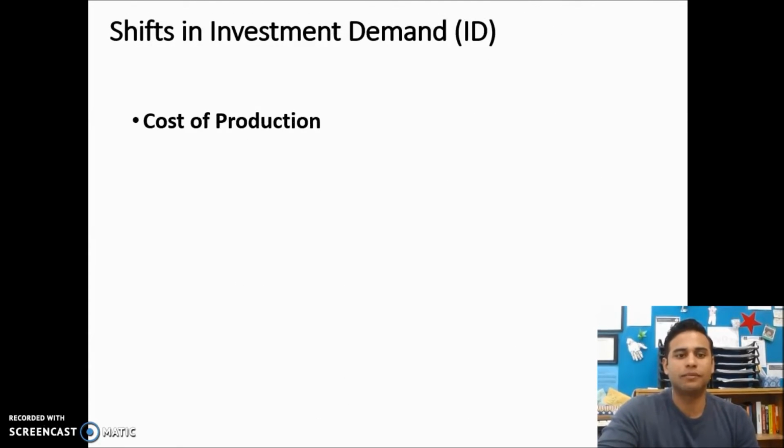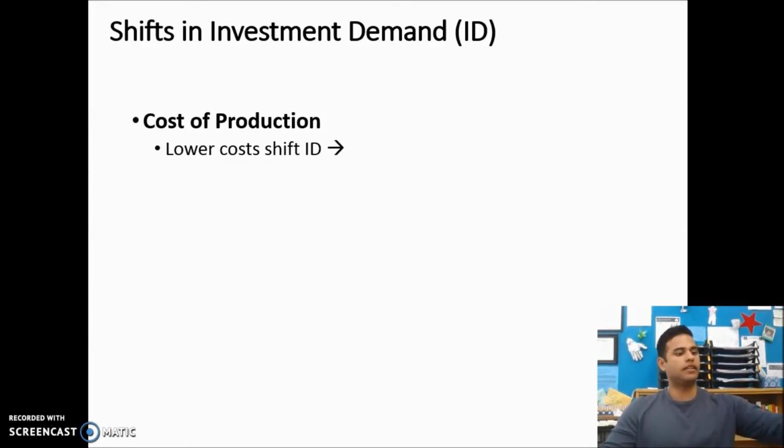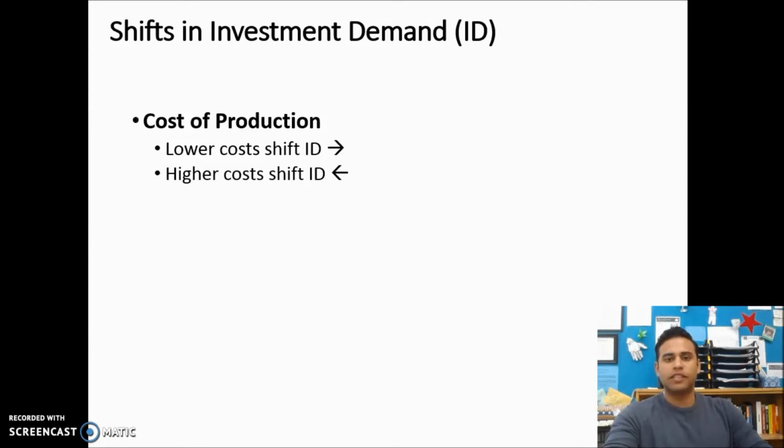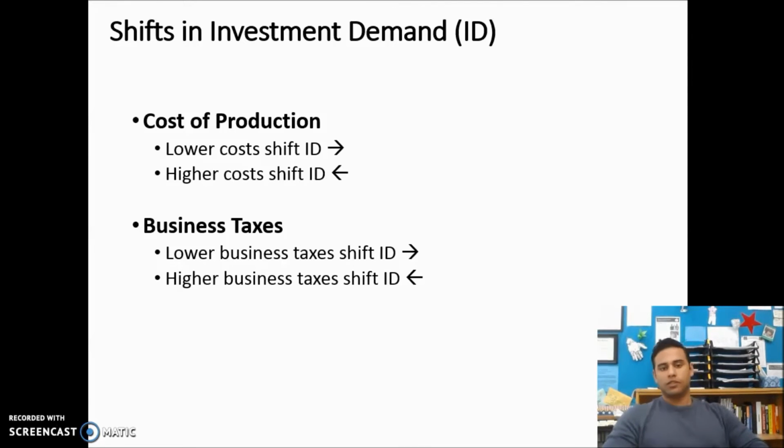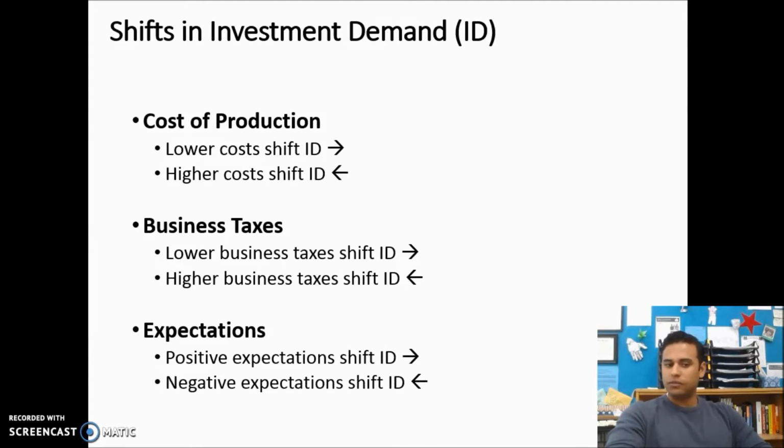And we've got a couple of examples there. So a determinant of investment demand is cost of production, right? Lower cost, shift the investment demand curve out. Why? Because it's easier to find those investments that would yield more of a return. Higher cost, shift investment demand to the left. Another thing is business taxes. Lower business taxes, shift investment demand to the right. Higher business taxes, shift investment demand to the left. Expectations, they're going to work similarly. Positive expectations, shift investment demand to the right. Negative expectations, shift investment demand to the left.